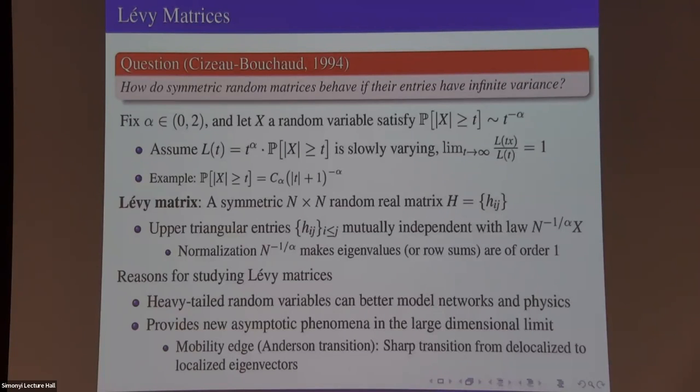Okay, so why do this? Other than the fact that it's a fairly natural question, there are many reasons to study Lévy matrices. One is that heavy-tailed random variables are often better suited than, say, finite variance ones to model various phenomena such as networks or models in mathematical physics. Another reason is that you find new asymptotic phenomena that appear in the high-dimensional limits, and in particular, one that we'll focus on in this talk is the so-called mobility edge or Anderson transition, which you can view as a sharp transition from localized to delocalized eigenvectors. So this will be one of the focuses of this talk.